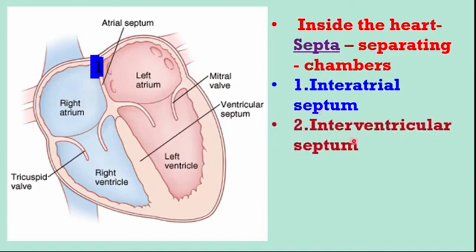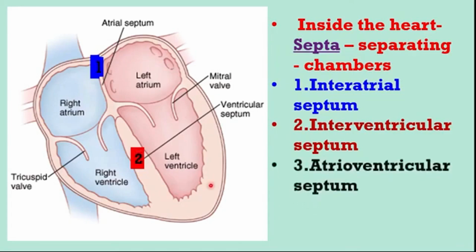The next one is the interventricular septum. This is present in between the right and left ventricles. This separates the right ventricle from the left ventricle. These two septa are present between the right and left chambers of the heart. We already know that the right chambers of the heart contain deoxygenated blood and the left chambers contain oxygenated blood. So these two septa prevent the mixing of oxygenated and deoxygenated blood.